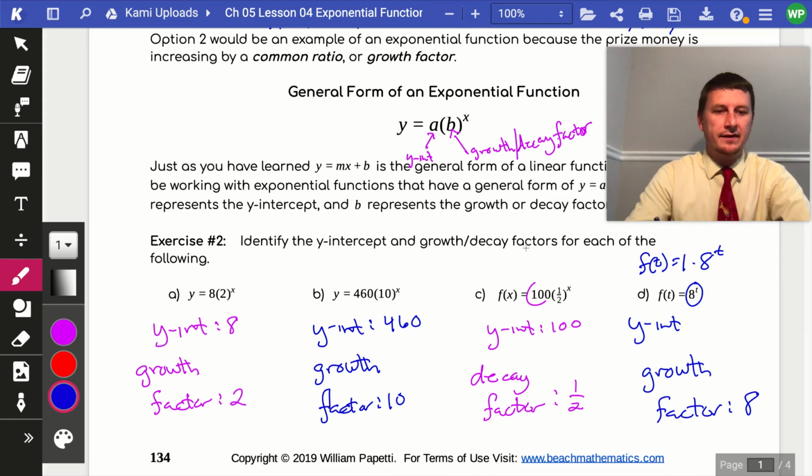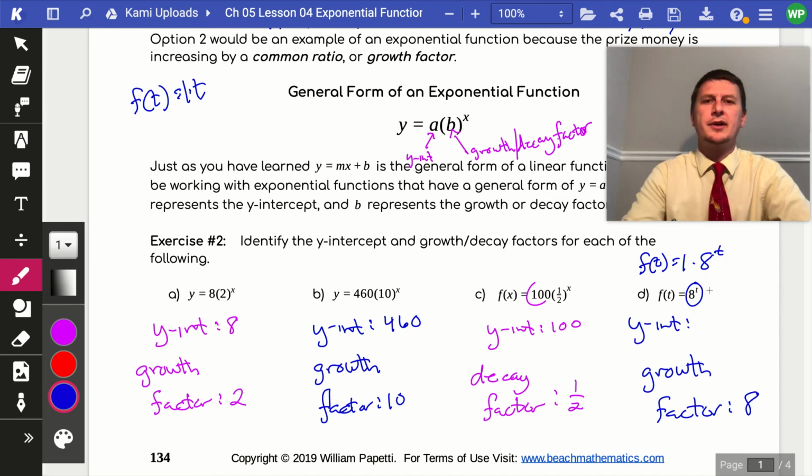Just like if we just had f of t is equal to t, that would be the same thing as 1 times t, right? Same logic here. If it's 8 to the t, we have a 1 as a coefficient there. We could also find our y-intercept by finding where t equals 0. And if we put a 0 in for t here, we'd get 8 to the 0. And we know from our 0 exponents lesson that 8 to the 0 is also equal to 1. So either way you're looking at this, you're going to get that your y-intercept is going to be 1.